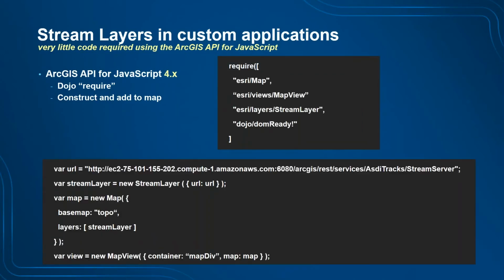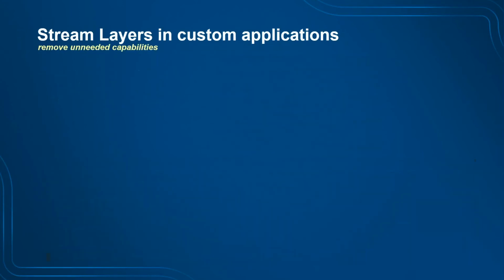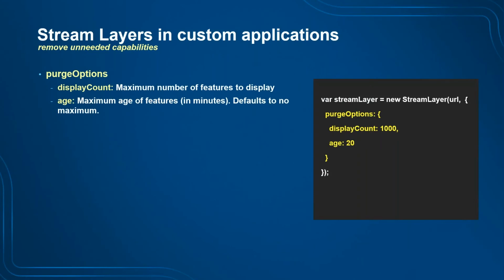The process is by and large the same with version 4 as well. We add the Dojo require statements, and we create a new stream layer and add that to the map. Now the difference with version 4 is that there's also a map view that you need to add, and then add the map to the map view. But in terms of creating the stream layer, the process is the same. There are some additional properties that are good to know about with the stream layer, and they're not required. The only one that is required is the URL to the stream service.